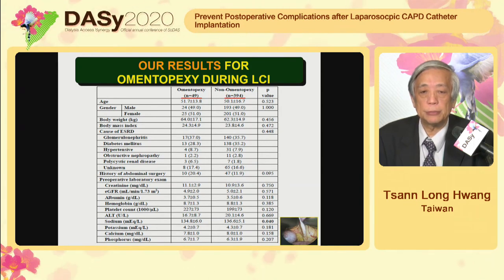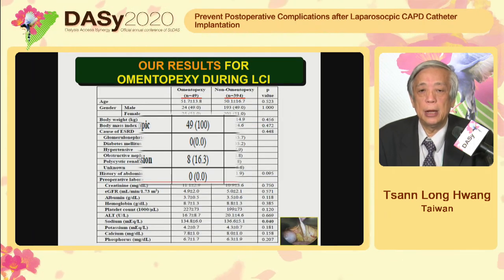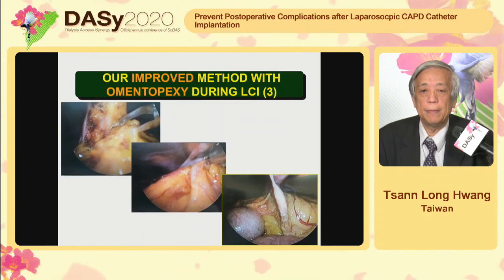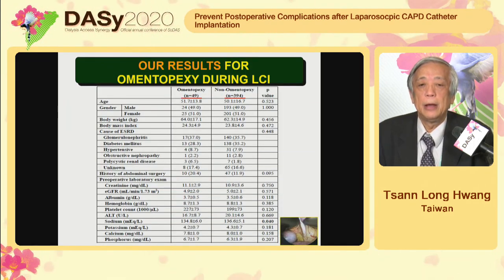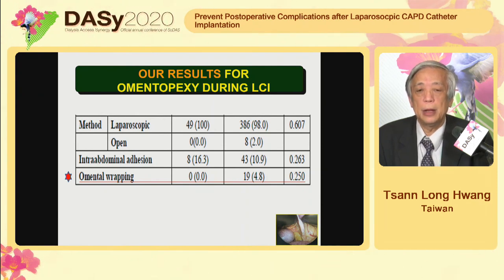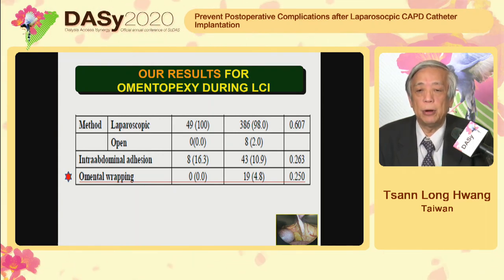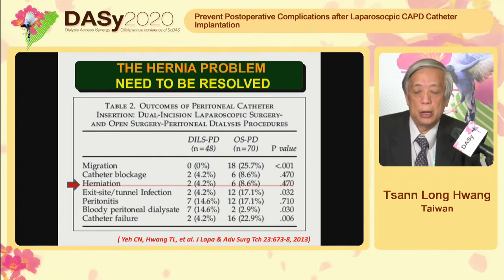The first group is omentopexy, and the second column is non-omentopexy. The demography is usually similar, with no difference. The difference we can see is omental wrapping: it is very rare, almost zero, in the omentopexy group. The other difference is not so significant, but you need more cases to achieve a complete difference.